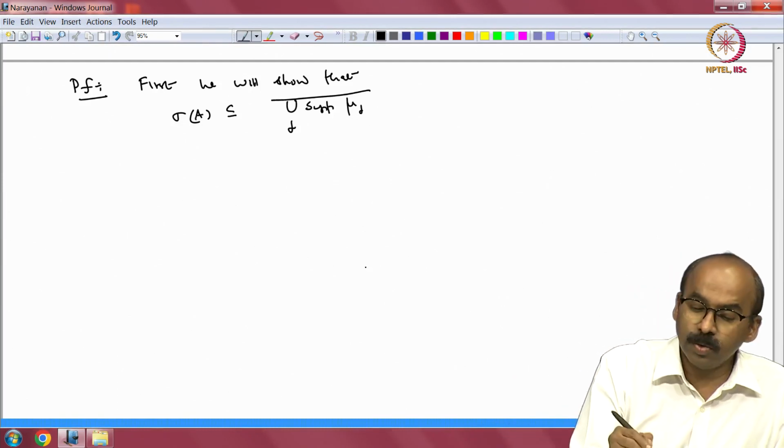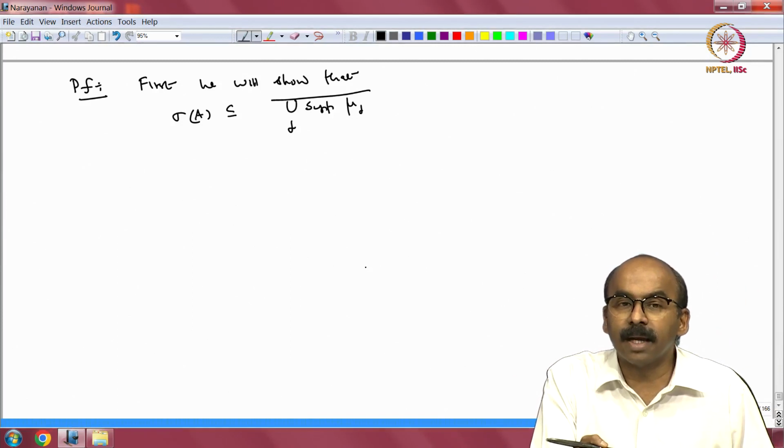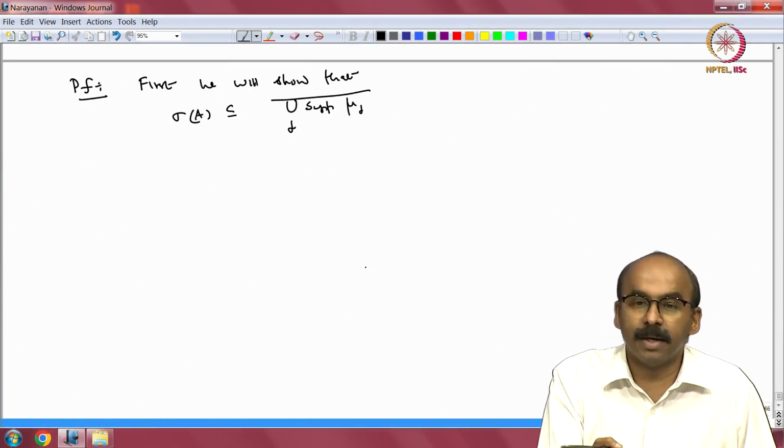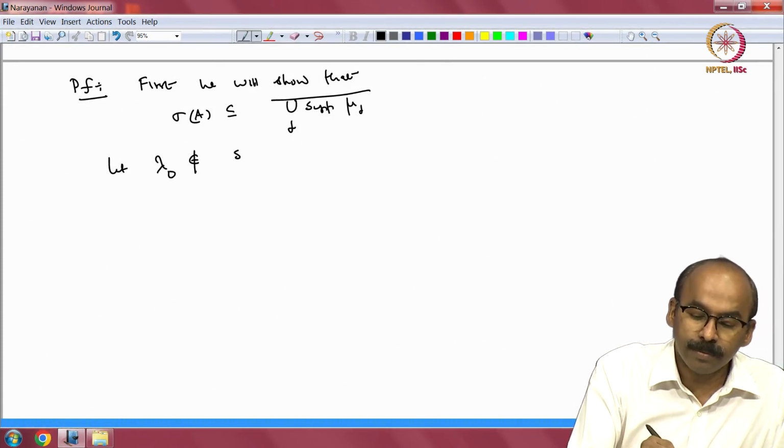Okay, so let us do that. We will show that the complement of the right hand side is contained in the complement of the left hand side, that is enough. So, let lambda naught be not in the support of these spectral measures.